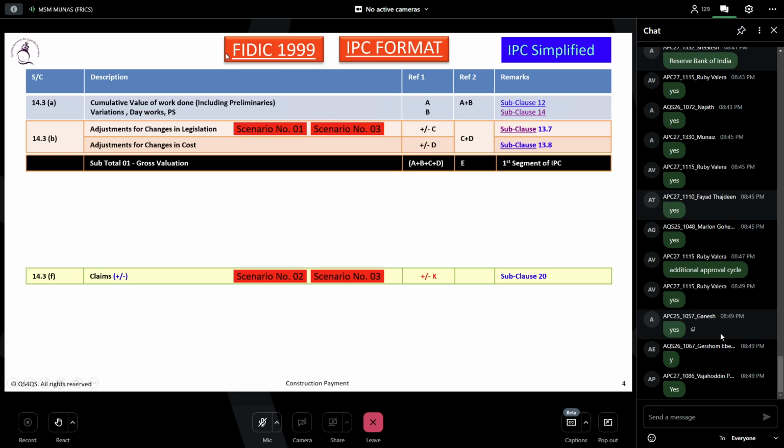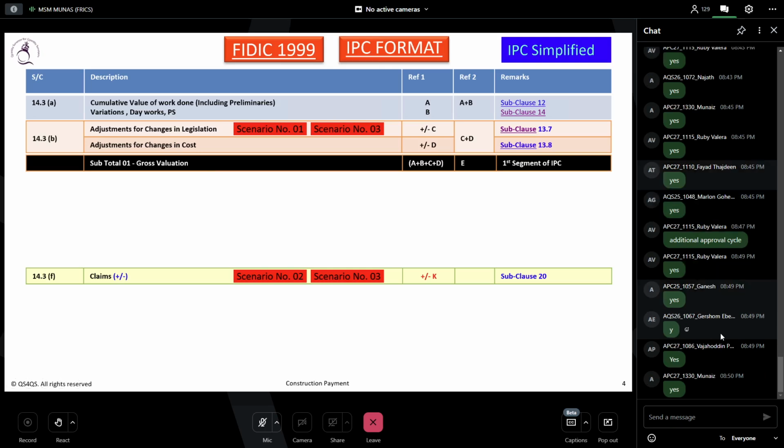Then in the second segment, we have the adjustment for changes in legislation, which we can call C. It could be plus or minus. And the adjustment for changes in cost, also plus or minus, that is D. So C plus D. The first segment will be A plus B plus C plus D, which we can call E in short. Is that clear for all of you? You need to apply them in your real project, and I want to make sure you are very clear with that.